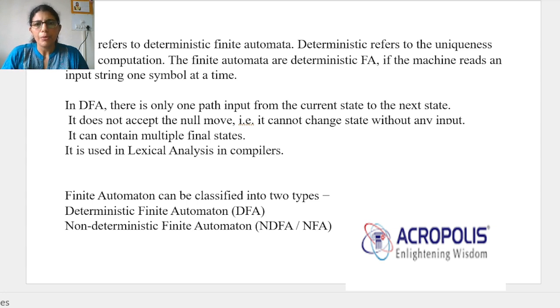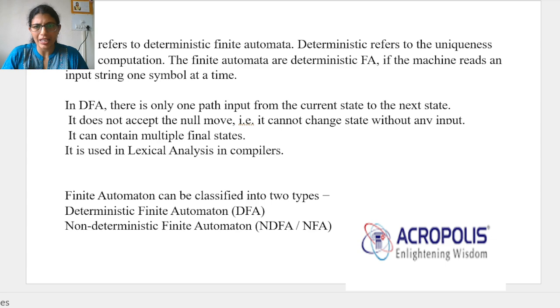DFA refers to the deterministic finite automata. Finite automata are deterministic if the machine reads an input string one symbol at a time. In DFA there is only one path for an input from the current state to the next state. It doesn't accept the null move, that is, it cannot change state without any input. It can contain multiple final states. It is used in lexical analyzer in compiler.